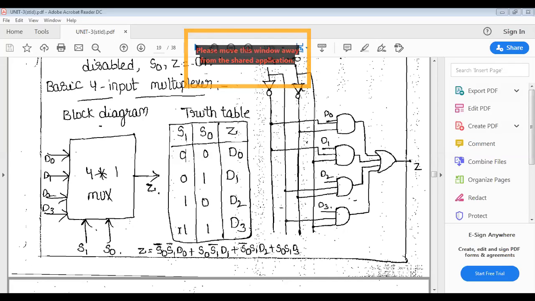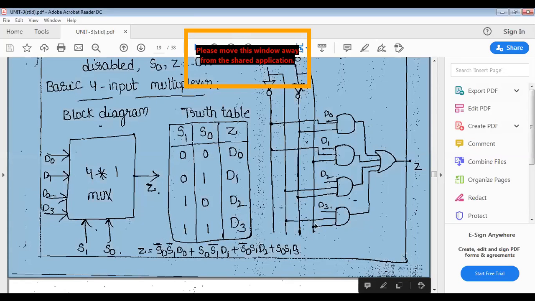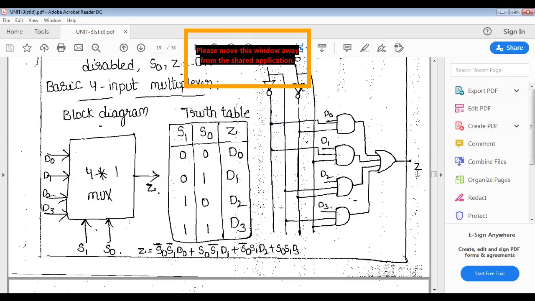Okay, my dear students. Now, wherever there is a 1, it is the uncomplemented value. Wherever there is a 0, it is the complemented value. And the last term is S0 is 1 and S1 is also 1. So S0 S1 into D3. All right. That is the Boolean function we got for Z. So by using this equation, you have to draw the logical diagram.